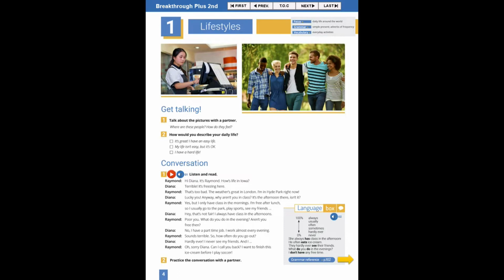Right, so to begin with, let's look at these two pictures at the top of your page. On the top of page 4, please look at the young lady on the left. I'd like you to think. I'll give you 3 questions. Where do you think she is? What kind of job do you think she does? And how do you think she feels? So number 1, where is she? Number 2, what does she do? What is her job? And number 3 is, how does she feel?